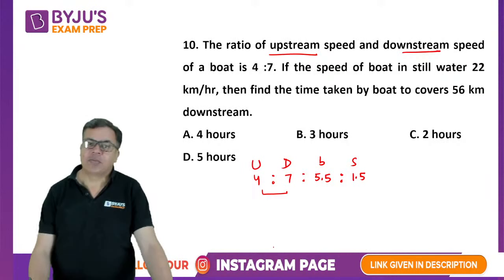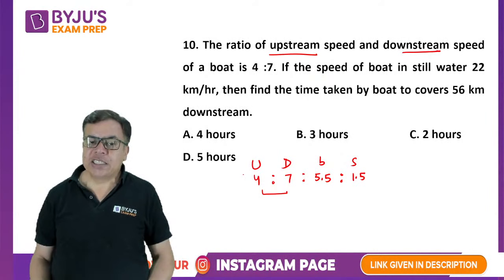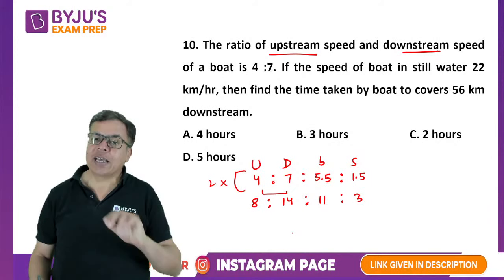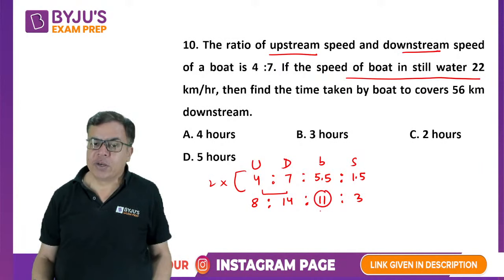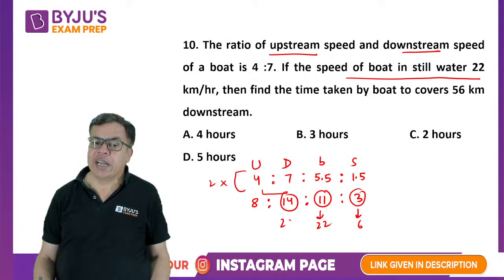Okay. If you don't want to deal in decimals, you just double it. Multiply the entire ratio by 2. It will not change the ratio. And the ratio will become 18, 14, 11 and 3. Still the same ratio. Now the speed of the boat in still water is given as 22. So that means this will be 6, this will be 28, this will be 16.